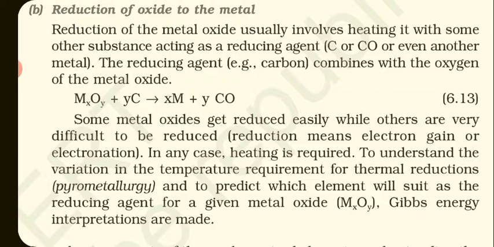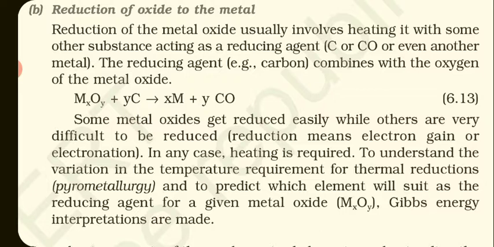So, in this video, we'll see about reduction of oxide to the metal. Either by using a calcination process or roasting process, we obtain the metal oxide from its ore, and some other agent, a substance or reducing agent such as carbon or carbon monoxide or even another metal is used as a reducing agent.